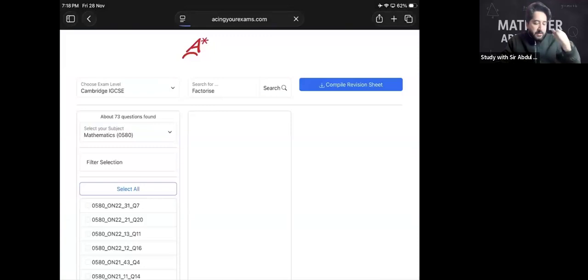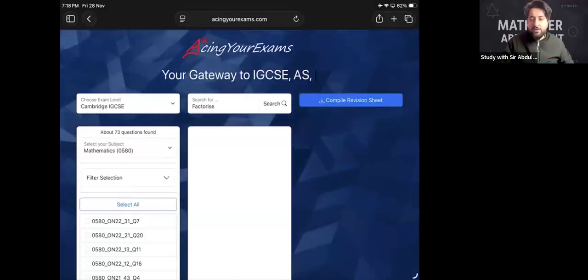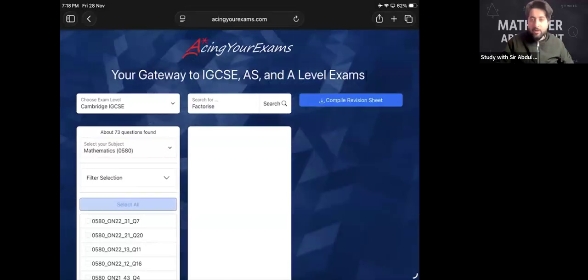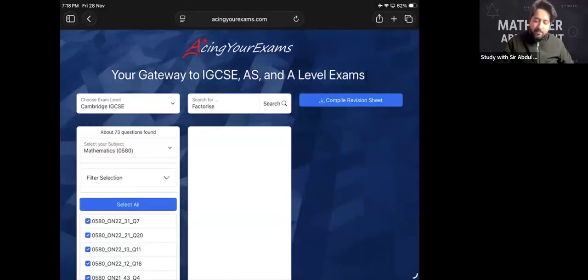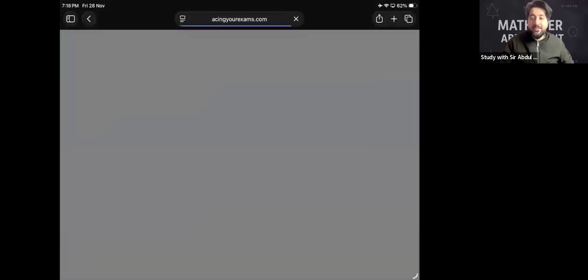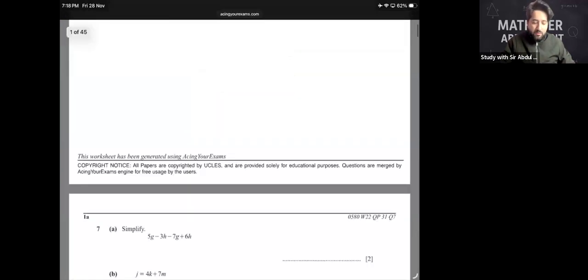So when I searched it, it gave me 73 questions found in the past papers with the word factorization. Let me select all. I selected all of them and I compiled a revision worksheet. I clicked on it and see, the revision worksheet is right in front of you in a few seconds. It depends on your internet connection. See, I got the worksheet here.